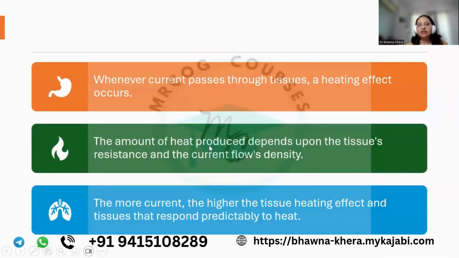Now, how can we achieve this? Whenever current passes through the tissues, a heating effect occurs. The amount of heat produced depends upon the tissue's resistance and the current flow's density, right? So how the tissue is performing and how the current is flowing. The more the current, the more the tissue will be heated, and the tissue will respond to that heat in a predictable way, right? So basically, we are giving the current that is going to heat the tissue, and the tissue will respond according to how much heat is being generated there.